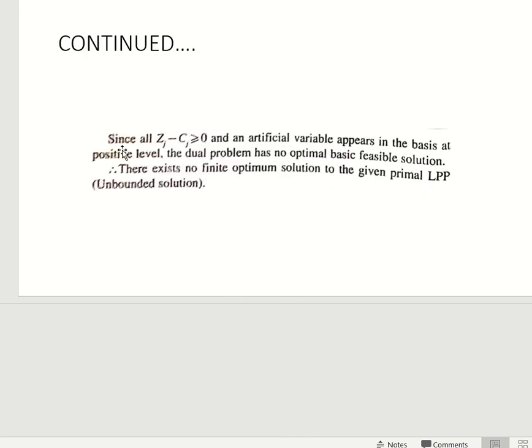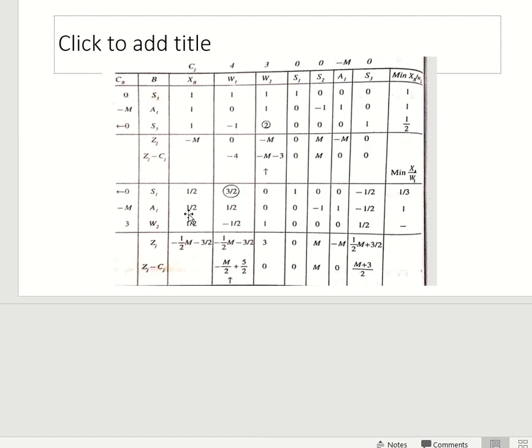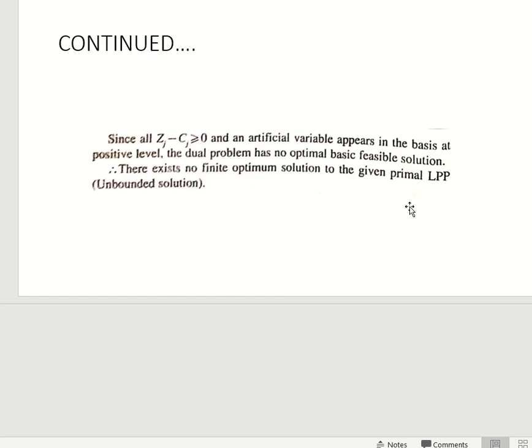Clearly we can observe that all the values of Zj minus Cj are positive, so we can stop the iteration here. Since all Zj minus Cj are positive and an artificial variable appears in the basis at a positive level, right? So here we are getting the artificial variable with a positive value, right? So we can stop at this stage, that is, the dual problem has no optimal basic feasible solution. Therefore, there exists no finite optimum solution to the given primal LPP. It is an unbounded solution, right?